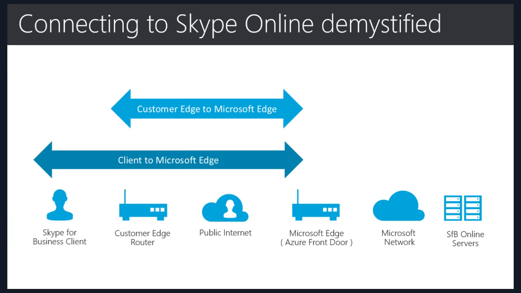The main rule for this is that the Microsoft network is owned and operated by Microsoft. This is one of the best networks in the world. We have full control over that. And as soon as the traffic reaches our network, the Microsoft network, we can make sure that it's of the highest quality. So when we measure any interference or any quality issues, we want to measure between the Skype for Business client and the Microsoft Edge, and the customer Edge and the Microsoft Edge.